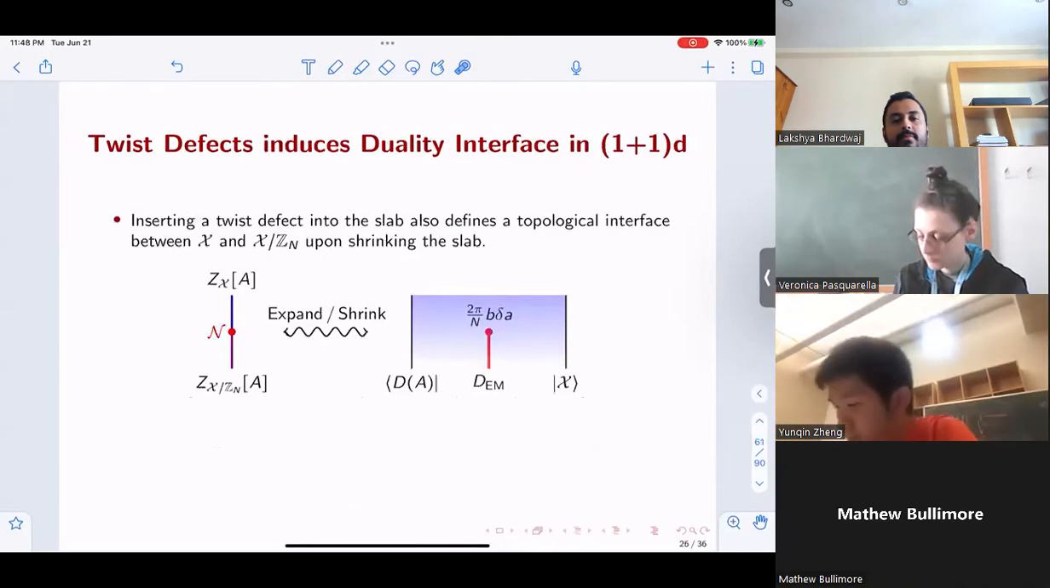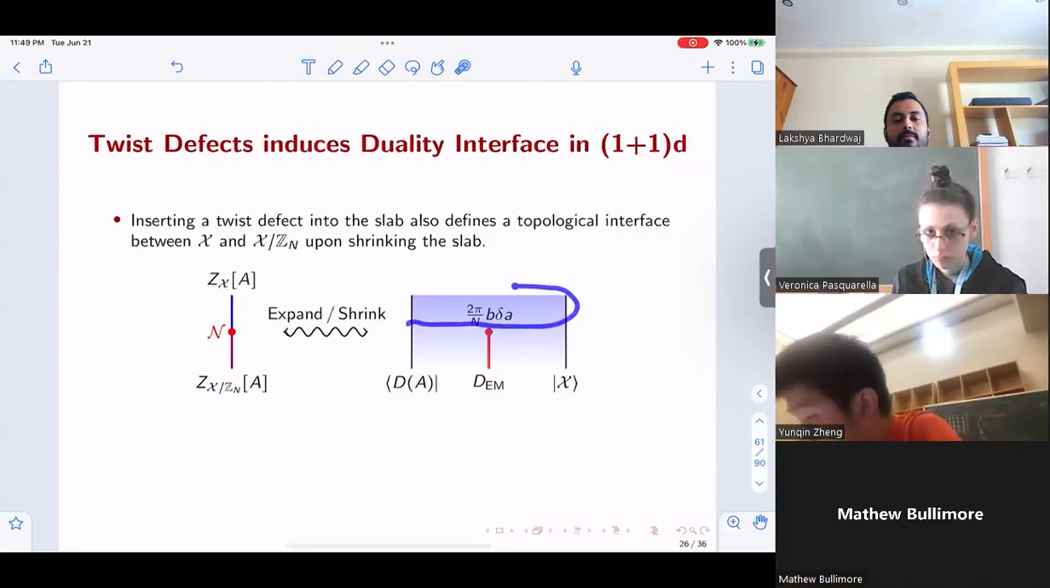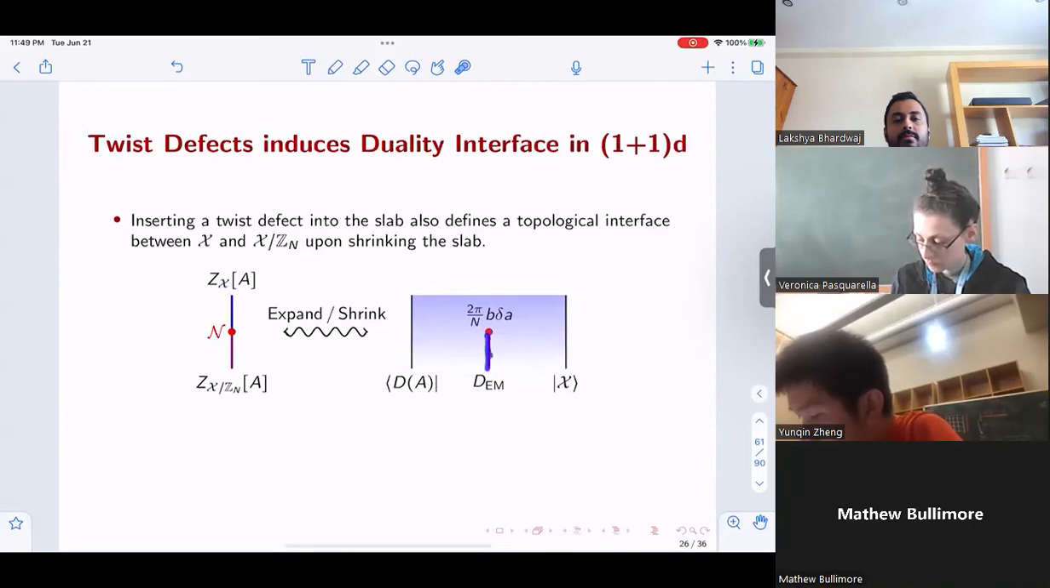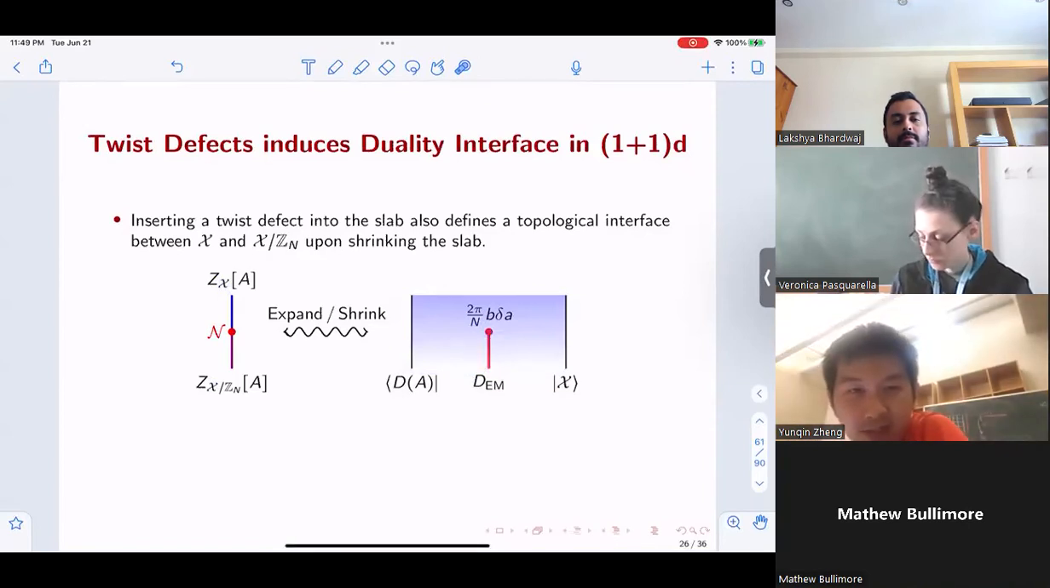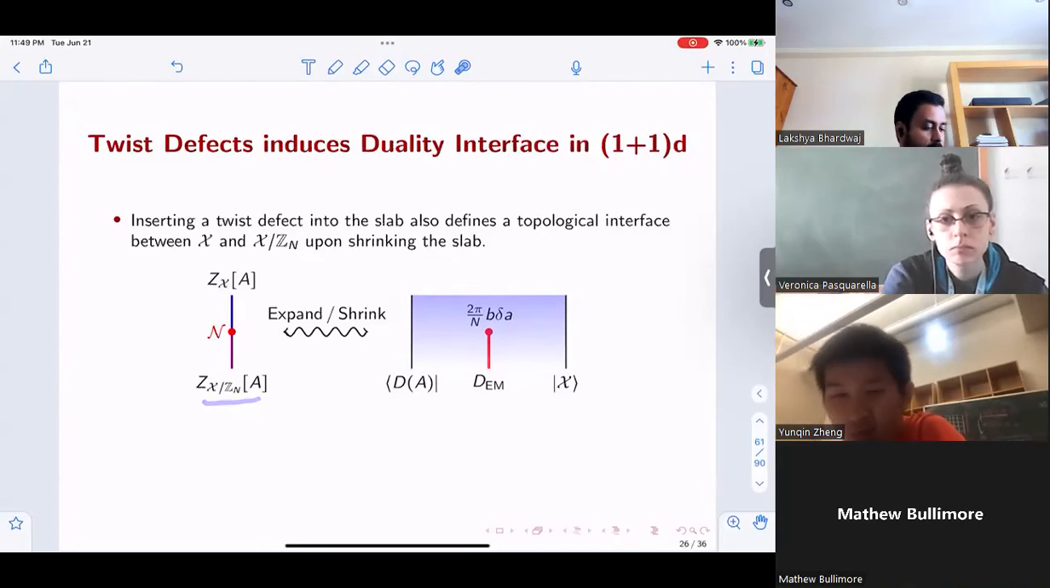Okay. So we can put this twisted defect into the slab. And what it does for us is that upon compactification, upon shrinking, it will give us an interface between the series X and the series X mod Zn. This is because if we focus on the upper half of the setup, upon shrinking, we get series X. If we focus on the lower half of the setup, upon shrinking, and because there is a DEM surface defect inserted in the slab, as I mentioned in the previous slide, the resulting series is X mod Zn. So in the middle, we get a topological interface between the two series.